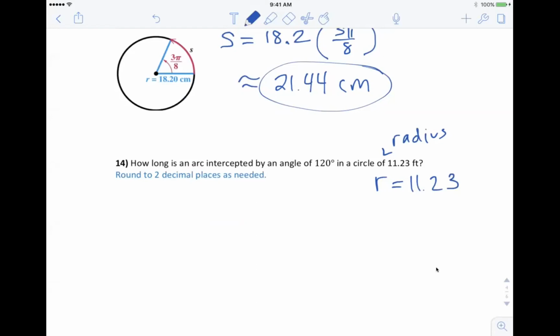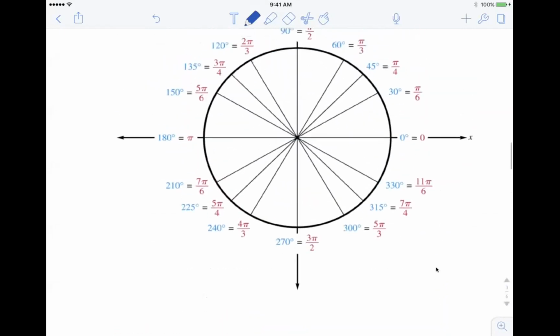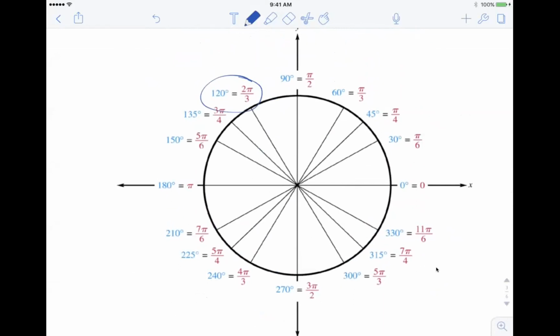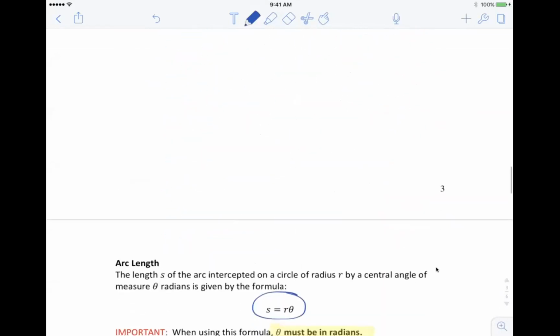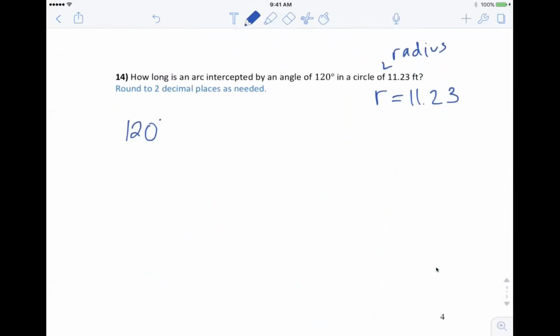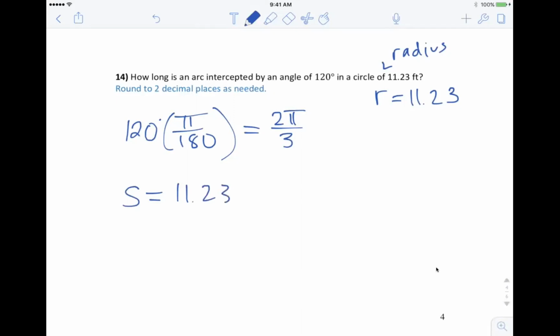So the first thing I've got to do is take that 120 degrees and convert it to radians. Now you could use your handy dandy guide, because that one's pretty common. 120 is 2 pi over 3. Or if you forget that, you remember your technique is multiply by pi over 180, and when you simplify it, it's 2 pi over 3. And then now S is equal to r times theta, 11.23 times 2 pi over 3.